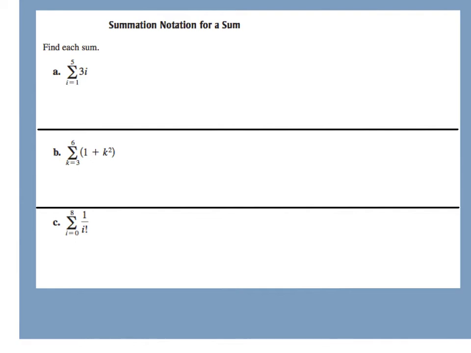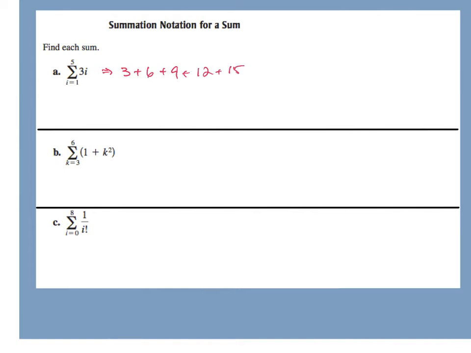So this first one, we have I equals 1 for my lower summation. I'm going to 5, and my rule is 3 times I. So the first thing we need to do is substitute in my lower bound, so I substitute in 1. What's my first term? 3. And then I substitute in 2. That's my next term, which would end up being 6. Plus, now I substitute in 3, and I end up with 9. And then I substitute in 4, and I end up with 12. And then I substitute in 5, and I end up with 15.